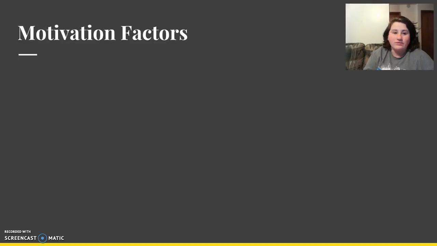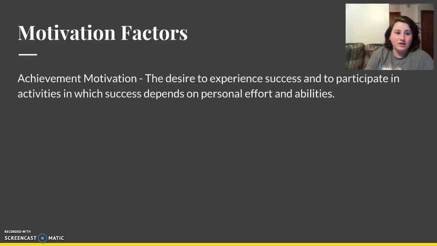There are a lot of motivation factors when it comes into this theory. First, you have achievement motivation, which is the desire to experience success and to participate in activities in which success depends on personal effort and abilities. So the more the student believes that they'll do well, the more they're going to try and the more successful they're going to be.